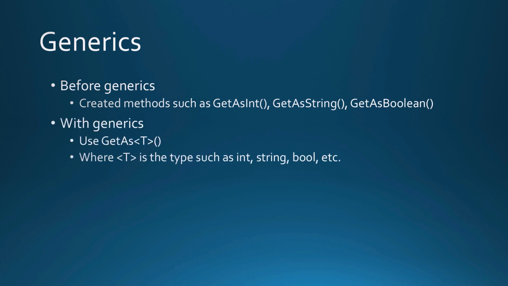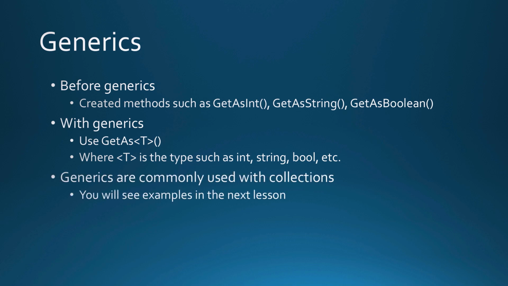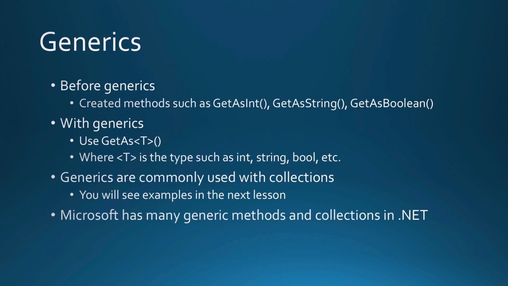However, with generics, we can create a single method for all of these, and we say GetAs<T>, where T is the type, such as int, string, bool. Because if you were to look at all of these different methods, you would see they are very similar. The only thing it's doing is changing to different types, int, string, or boolean. So generics are commonly used with collections, and we're going to see examples of that in the next lesson. And Microsoft has a ton of generic methods and collections in .NET.